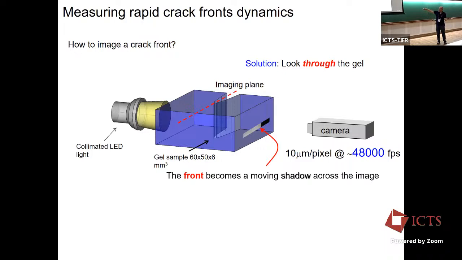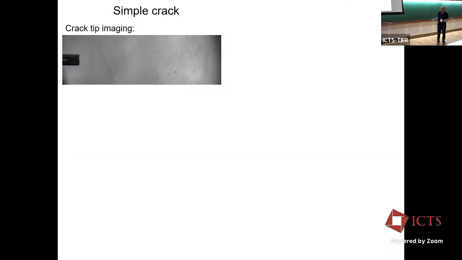Any curvature around this crack front acts like a lens to diffract the light away from the sensor. So only the boundary between the light passing through and the crack front, this line, will be the crack front. Technically, it's a bit difficult to do, but it works. So the crack front becomes a moving shadow along the image. Let's see some movies.